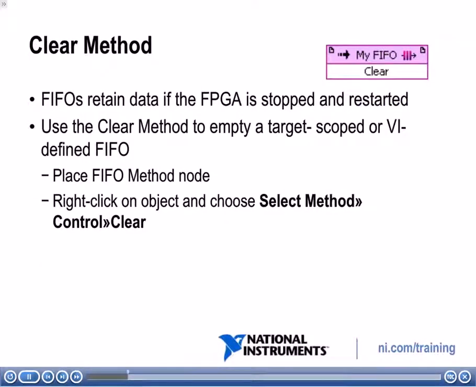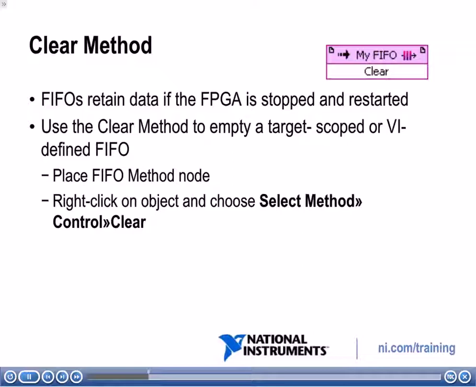One thing I want to bring up about FIFOs: FIFOs retain data if the FPGA is stopped and restarted. Between stops and restarts, that FIFO is still going to retain its data. Usually that's not the behavior you want. Usually you want to start off with an empty FIFO when you're starting your FPGA VI. If this is the case, it would be good to use the clear method inside your FPGA VI. When you use the clear method, it will programmatically clear that FIFO.